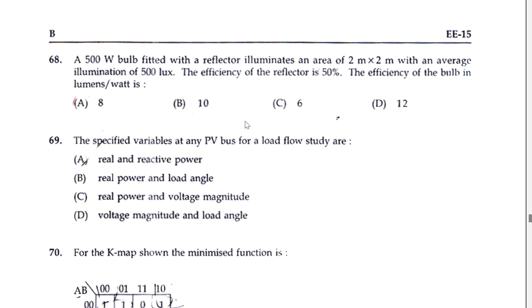So the total luminance, the total lumen, is equal to the illumination E into A by eta. Let's assume the total lumens X into the watts, 500, is equal to illumination 500 into area 2 into 2 divided by eta value, 50% means 50 over 100. Simplifying, X is equal to 8, that is, the lumens per watt is 8, is the answer.